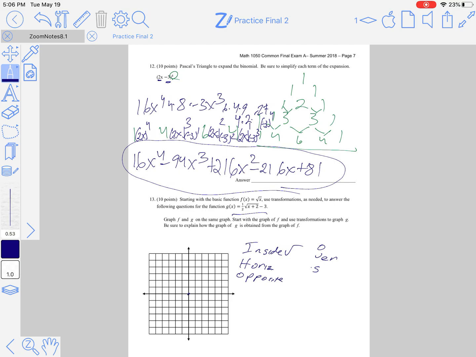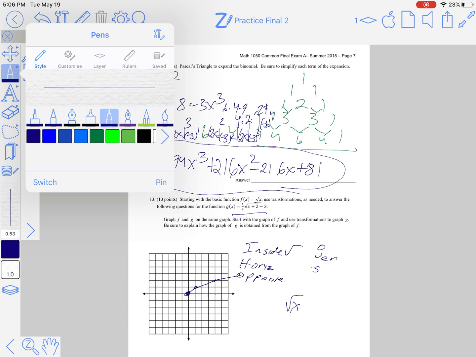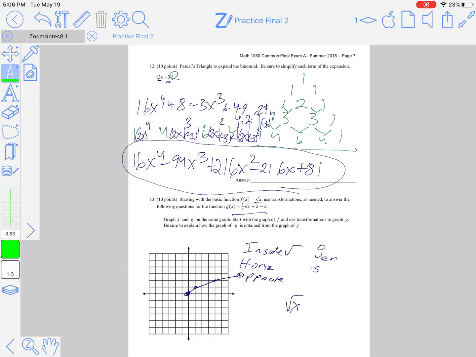So square root of x, we know looks something like this. The normal just square root of x. If we were to just graph square root of x, it's 0, 0, 1, 1, 4, 2. It looks something like this. That's the normal graph. Now we're going to transform it. So the first thing we're going to do is we're going to work inside. So we have a plus 2. That means we're going to shift left 2. Why left? Because I do the opposite of what it says. So shift left 2. Every point gets shifted left 2.